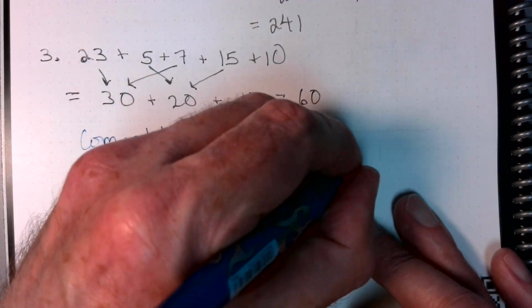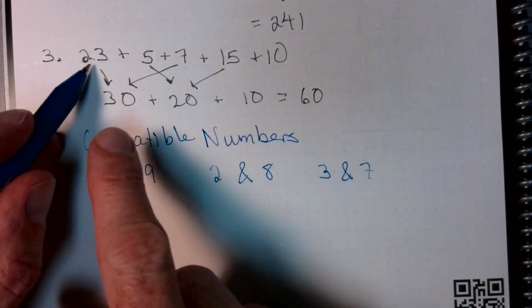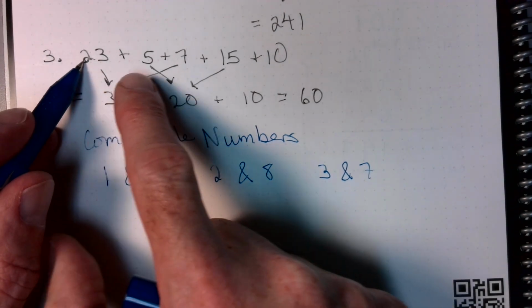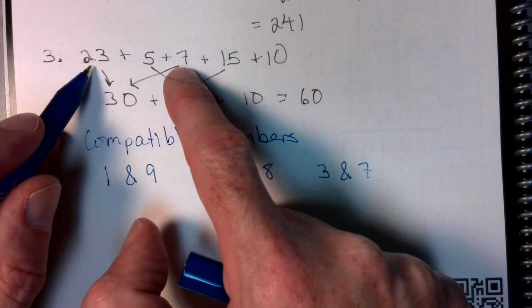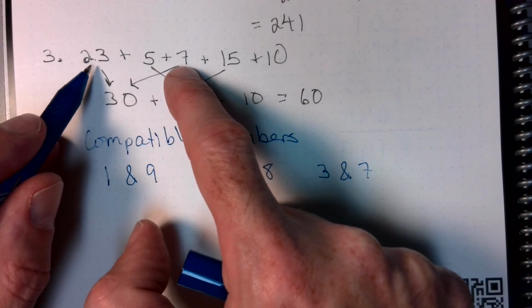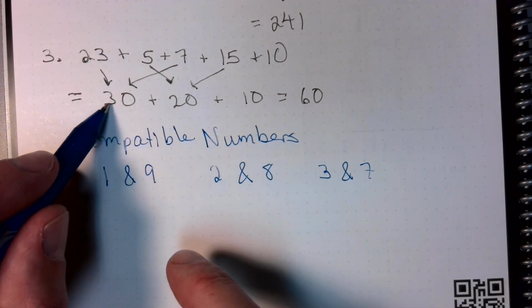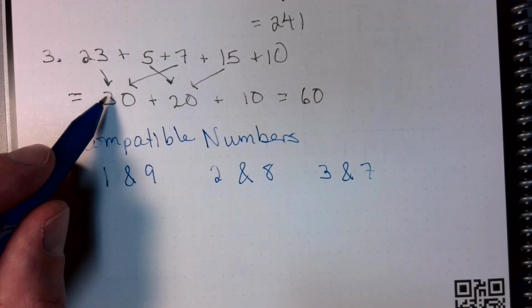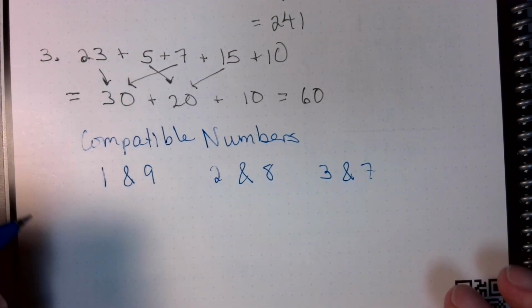3 and 7. Okay, so right up here, I saw that 23, and I looked further down the sum, and I said, oh, there's a 7. If I combine that 7 with the 23, it gives me a multiple of 10 and makes my adding job easier because there won't be any carrying.